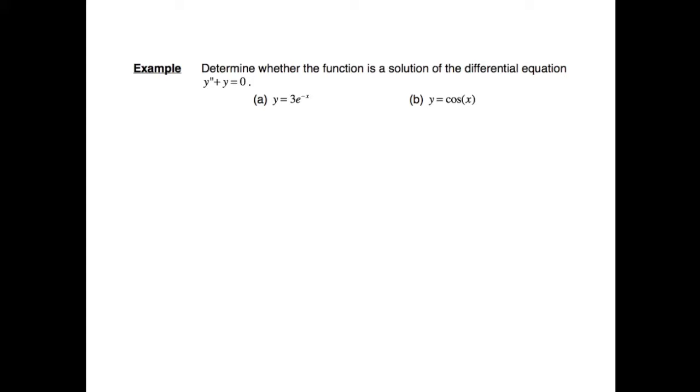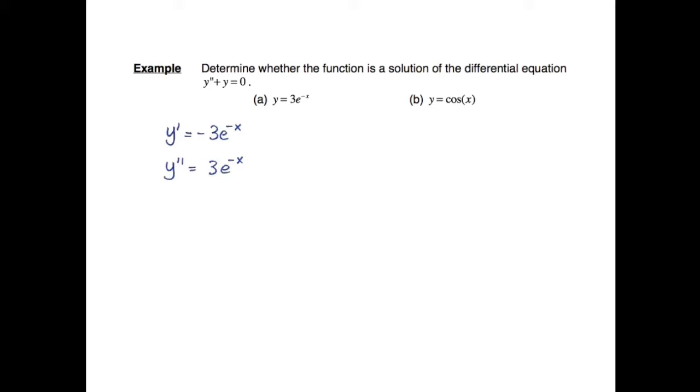So this is exactly what we're going to do here. We will be given a function y, and we will need to check whether it does satisfy the differential equation. y equals 3 times e to the negative x. Does it satisfy this differential equation? So we need to start by finding what y double prime is. If y is 3 times e to the negative x, that means y prime is negative 3 times e to the negative x. And if we differentiate again, y double prime equals positive 3 e to the negative x.